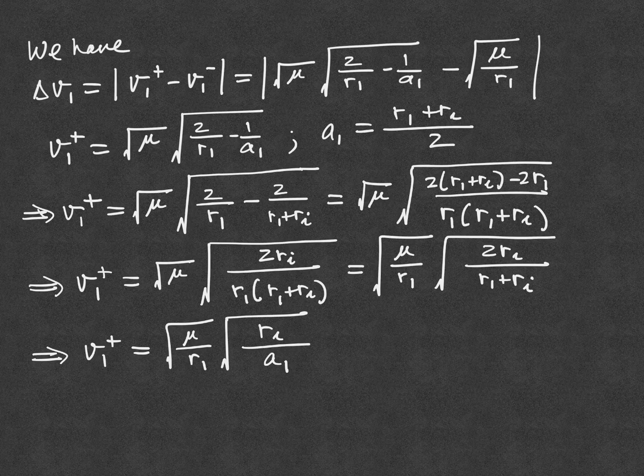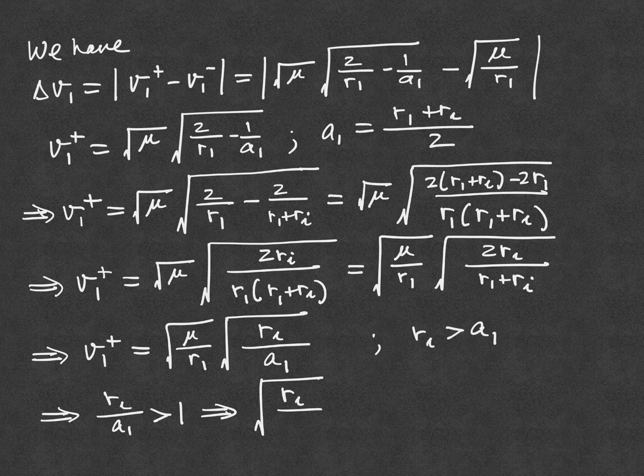And so as a result of that, we know that Ri must be bigger than A1. So this is really important, is that Ri is bigger than A1 because A1 is the semi-major axis and Ri is the apoapsis distance on that first transfer orbit. So that implies that Ri all divided by A1 has to be bigger than 1, which further implies that the square root of Ri over A1 has to be bigger than 1. So now what we can do is use that fact when we subtract V1 minus from V1 plus to get this first delta V.